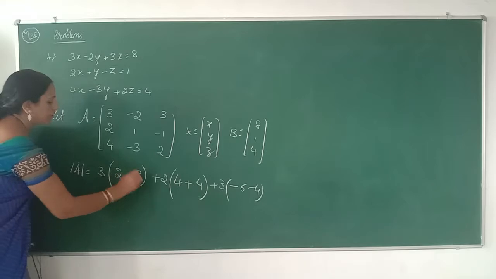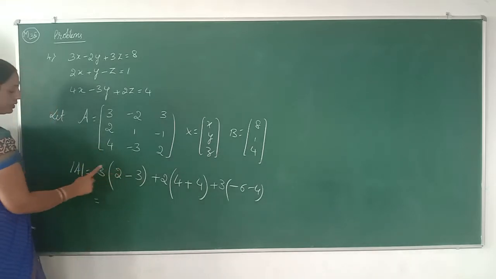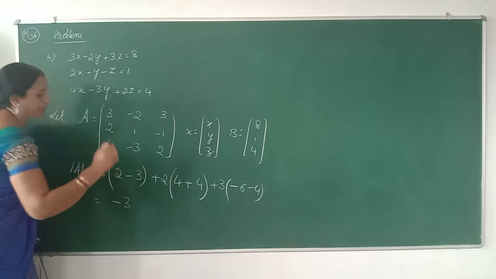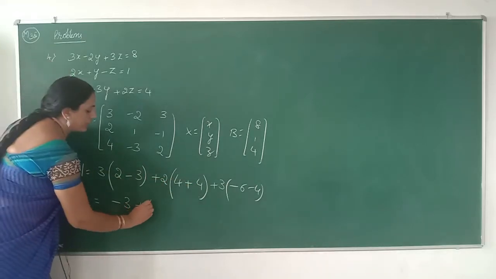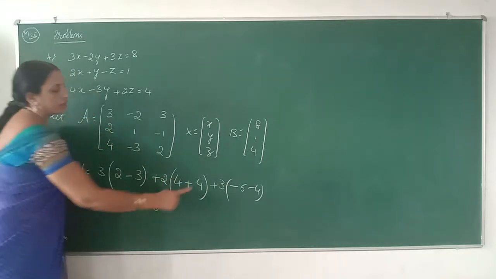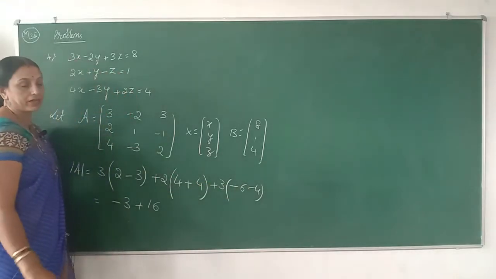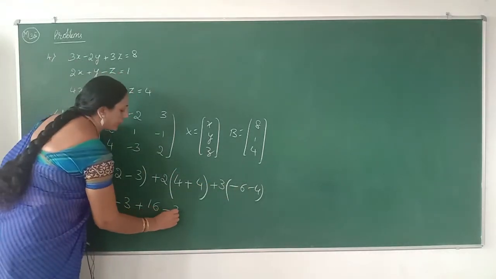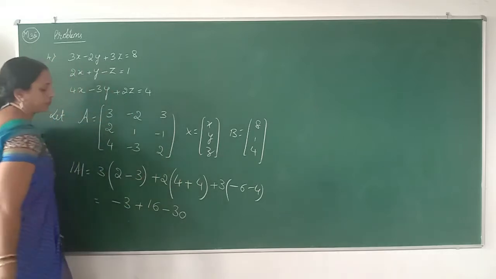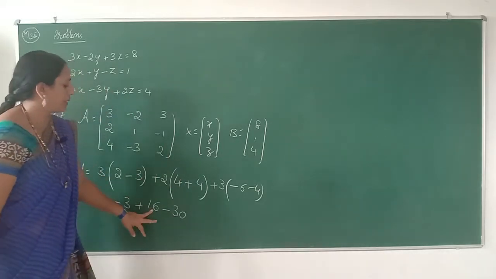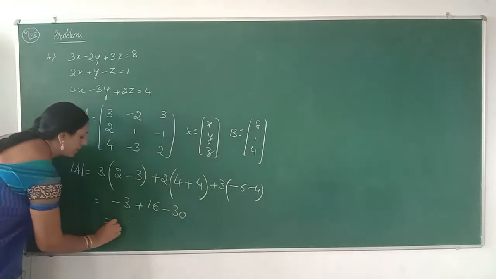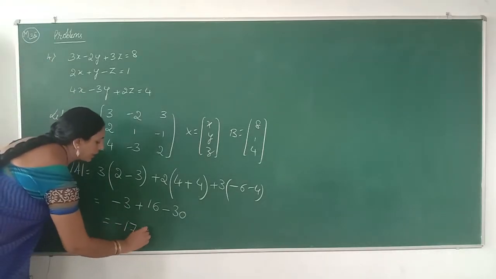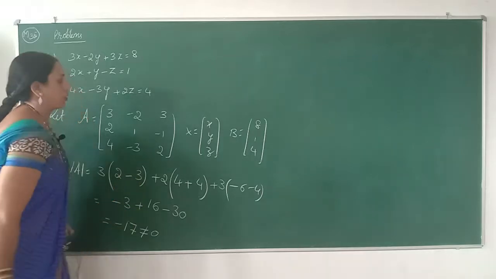Then 2 minus 3 is minus 1. Minus 1 into 3 is minus 3. 4 plus 4 is 8. 8 2s are 16. Minus 6 minus 4 is minus 10. Minus 10 into 3 is minus 30. So minus 30 plus 16 is minus 14. Minus 14 minus 3 is minus 17. Again it will be not equal to 0.